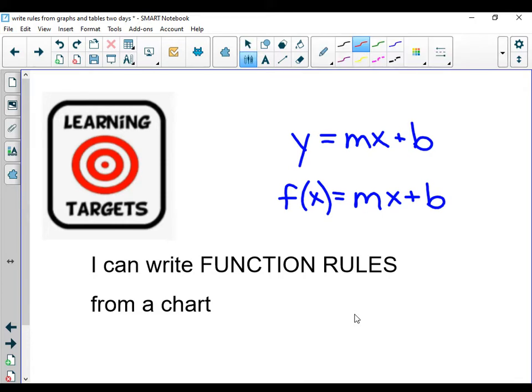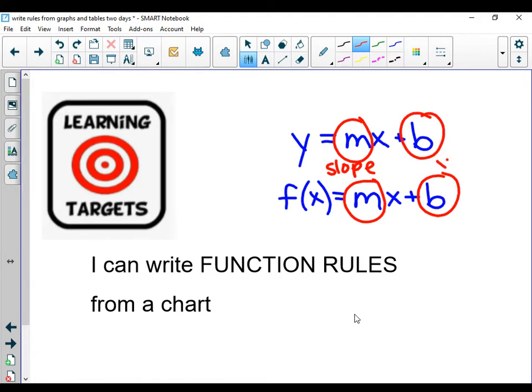M is gonna hop out and slope is gonna hop in. B is gonna hop out, and y-intercept is gonna hop in. It's such a hard word to spell.